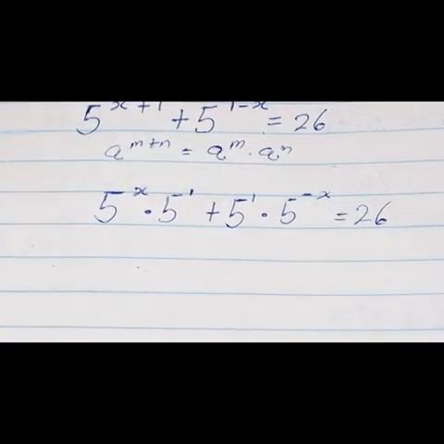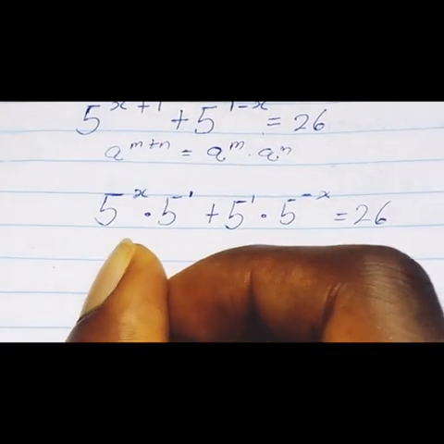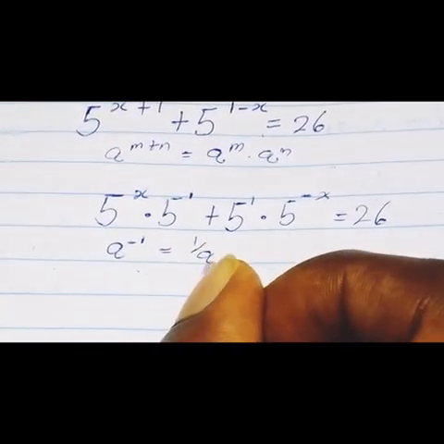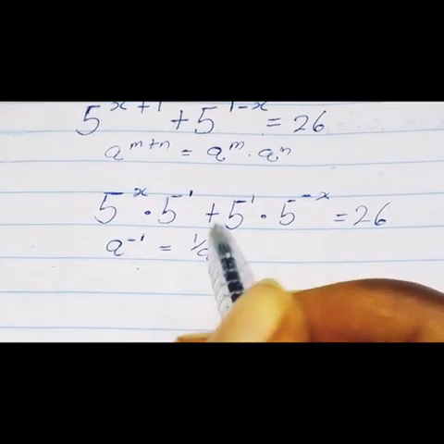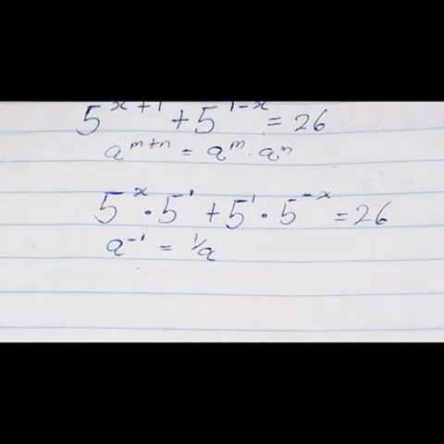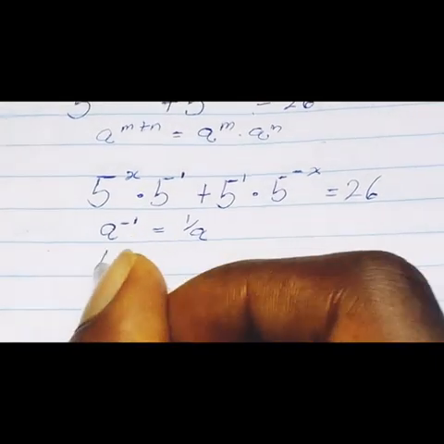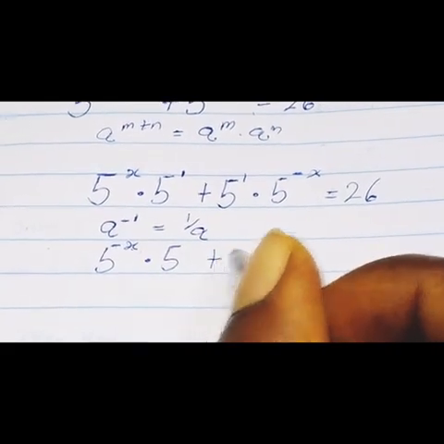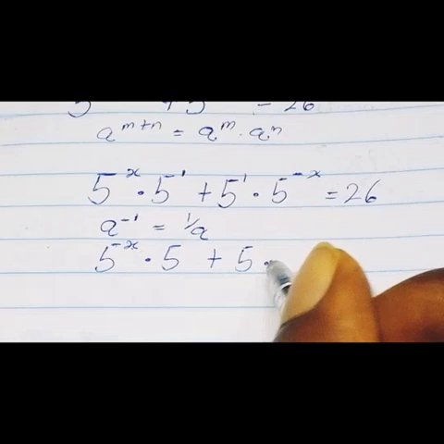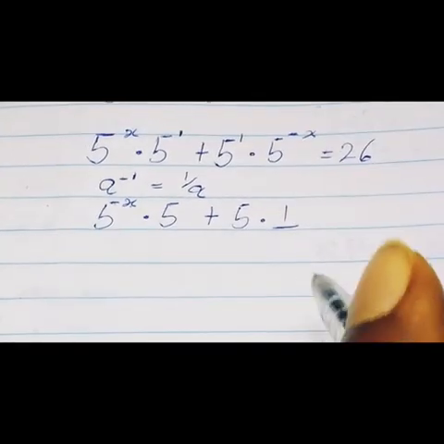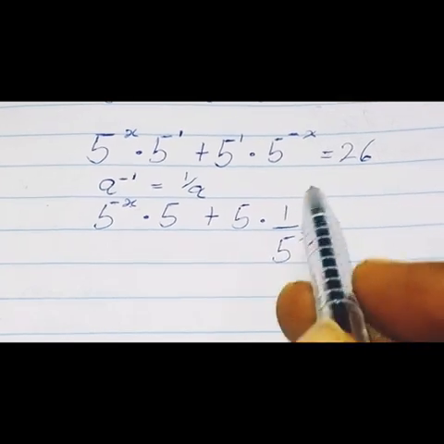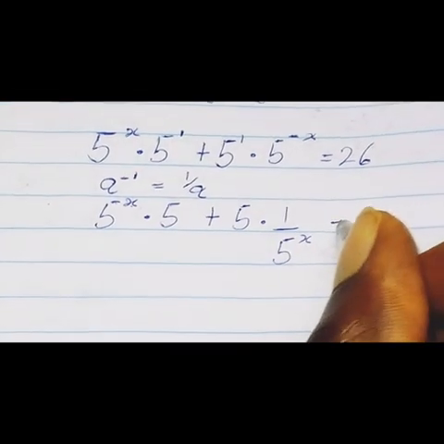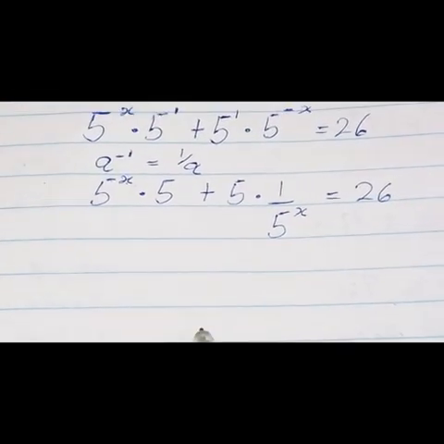This is what? 5 to power minus x. When we have something like a to power minus 1, this can be written as 1 over a, is 1 over a to power 1, still 1 over a. So we are going to be working it out with this. So we are going to be having 5 to power x times 5, then plus 5 times 1 over 5 to power x, since it's carrying a minus to power minus x, so this is 1 over 5 to power x equal to 26.